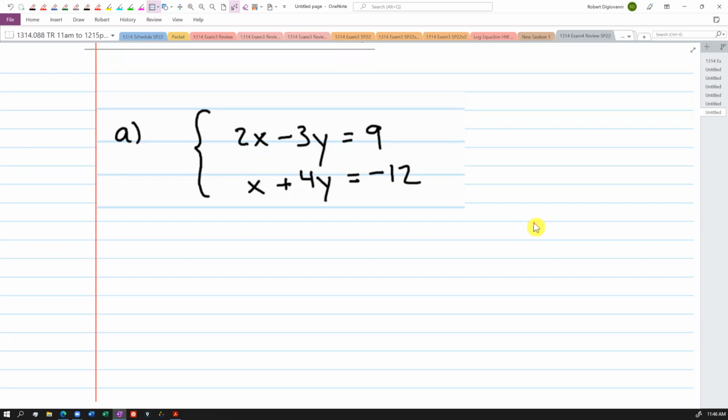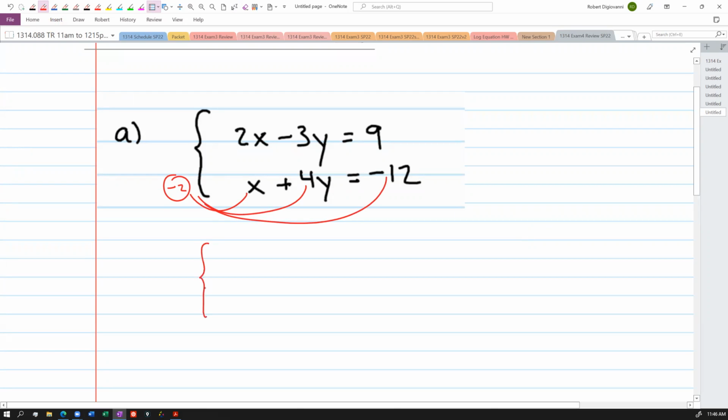-2 on which equation, top or bottom? Bottom equation by -2. Yep. -2 on the bottom, distribute it through to each one of these and rewrite your new system of equations, which would be 2x minus 3y equals 9. We didn't touch the first equation. Second equation becomes -2x minus 8y equals 24. Just take your time through that because you don't want to mess up a sign on that, right? If you mess up one thing there, it's over.